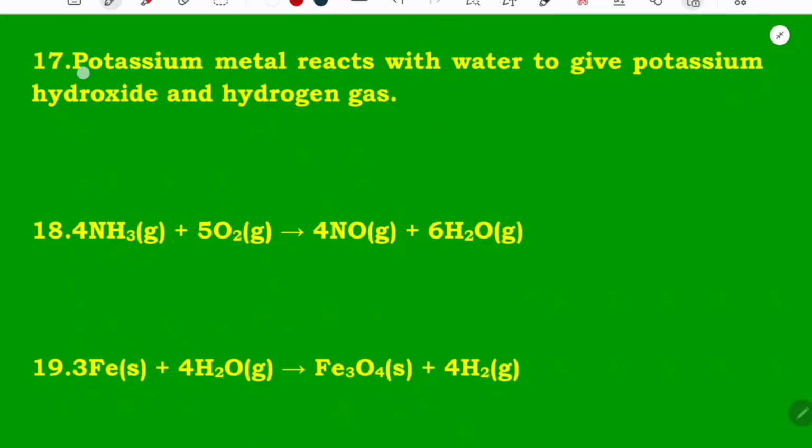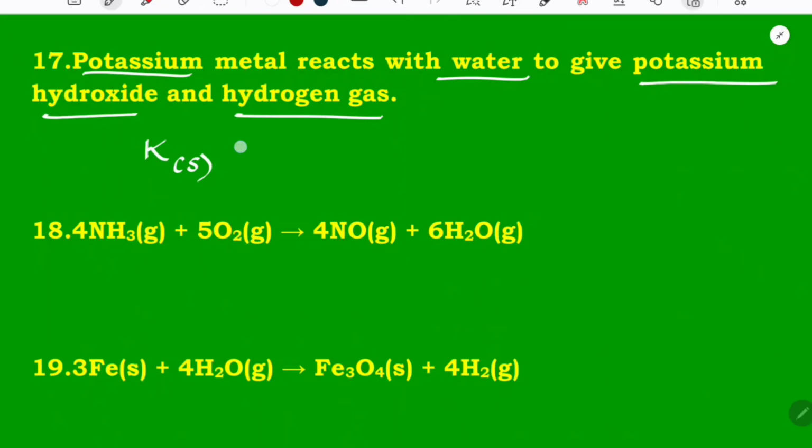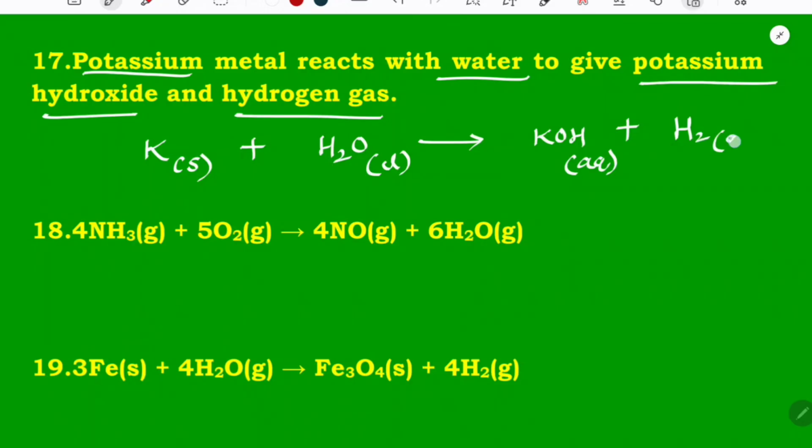Next, potassium metal reacts with water to give potassium hydroxide and hydrogen gas. Potassium metal means directly we can write K. This is solid. Metal means solid. Then it reacts with water, H2O, which is liquid, to form potassium hydroxide, KOH. KOH should be aqueous. And hydrogen gas, H2. So now we can balance. On this side, how many hydrogens? 2. I will keep 2.